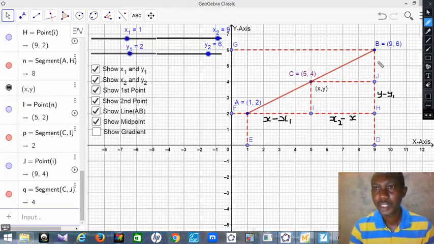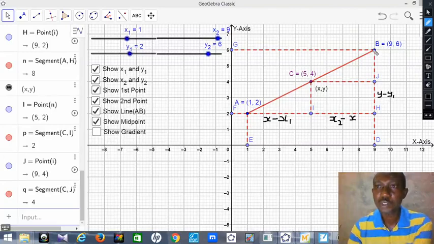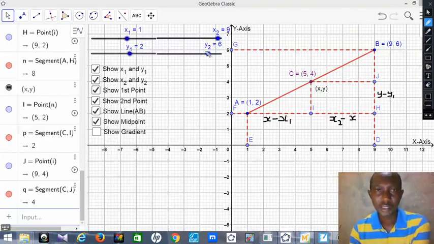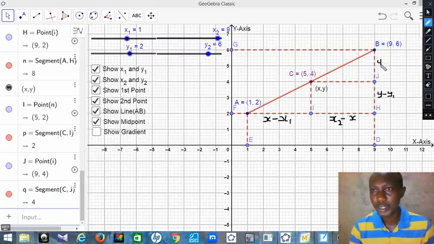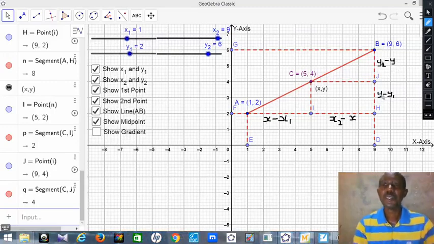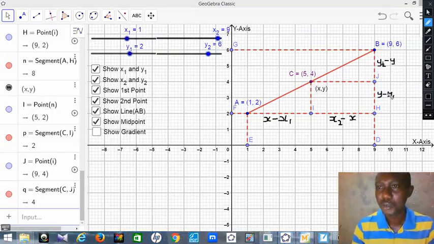Then this other distance is going to be y2, which is 6. So y2 minus y will be the distance here. Same thing with the x-axis. So y minus y1 will be equal to y2 minus y.